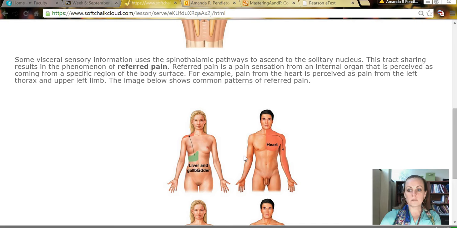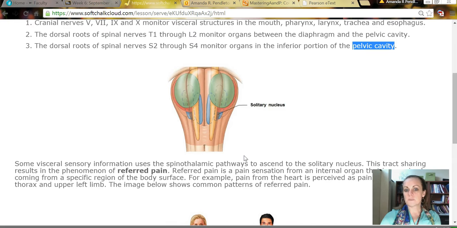Now, something you need to be aware of is that sometimes as visceral sensations are going up these tracts, your brain can get a little bit confused with a somatic sensation. So you may be feeling a pain from the inside, but your brain will interpret that as coming from the outside. And so that type of pain is called referred pain.